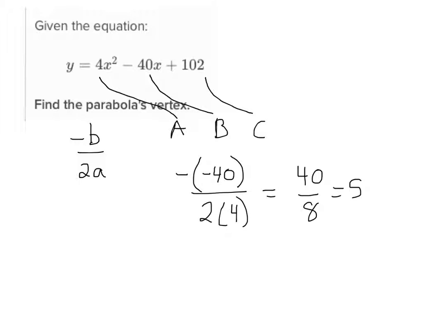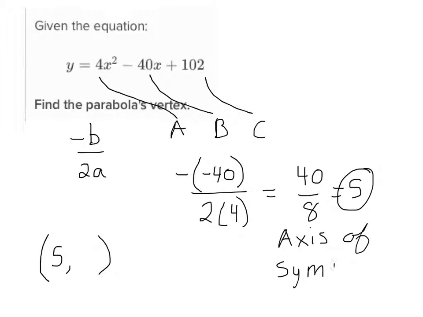But that's not my complete vertex. My vertex has to be an ordered pair. 5, something, right? Okay, what is 5 though? 5 is the axis of symmetry. Good, the axis of symmetry.